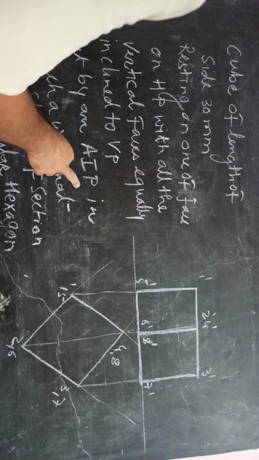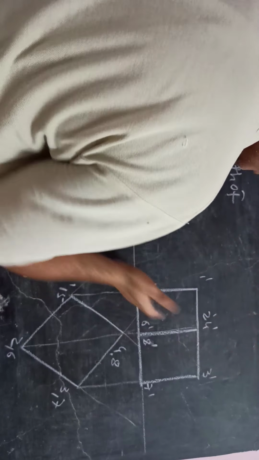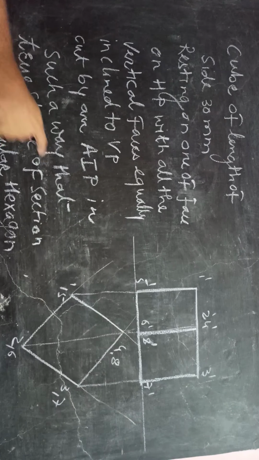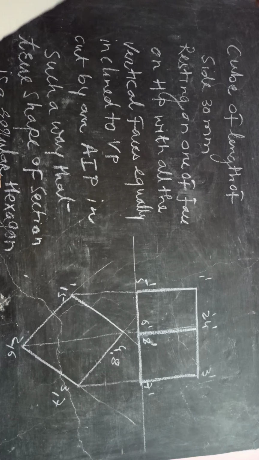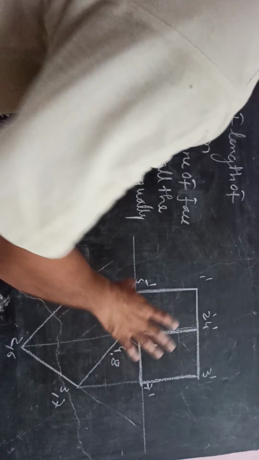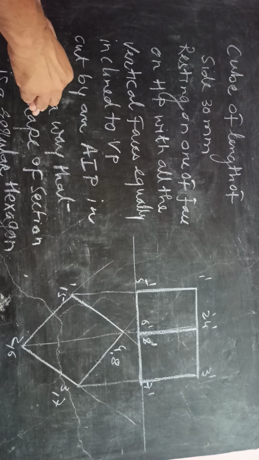Cut by an AIP. AIP is perpendicular to VP. So the section plane line will be here, in such a way that the true shape of the section is a regular hexagon. Now to get a hexagon, at least 6 sides of this cube should be cut, and that should be equally cut. So how is it to be cut?